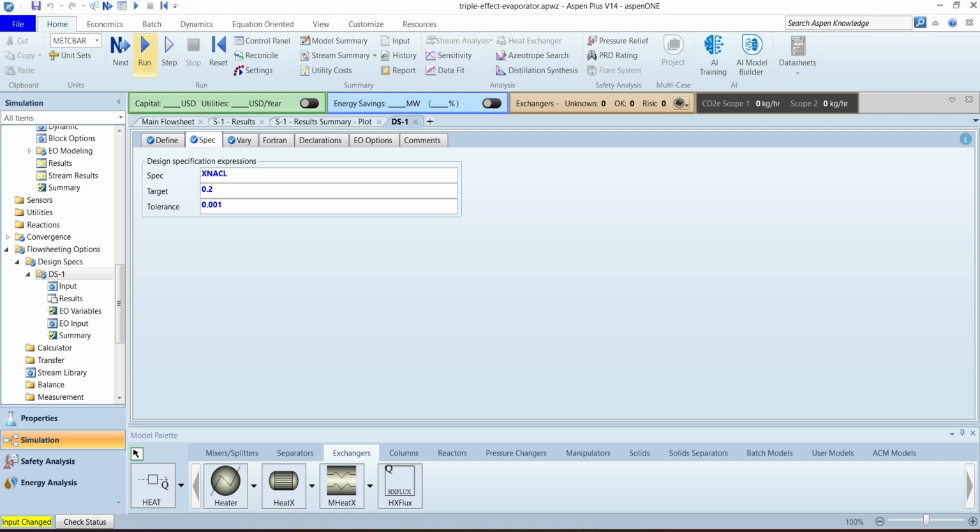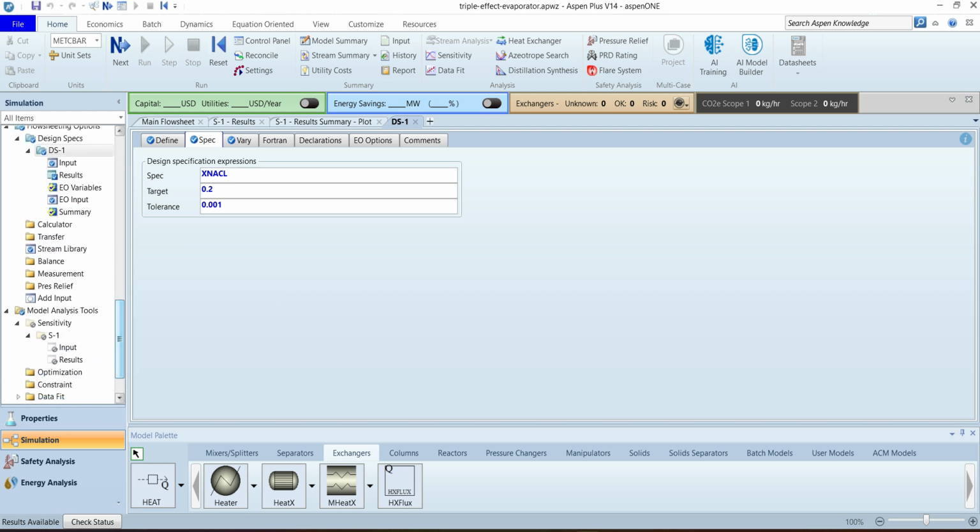With this, let's run the simulation. Let's have a look on the results. While doing the design specification, mind any other sensitivity block that has been used. Let's deactivate first before defining the design specification.